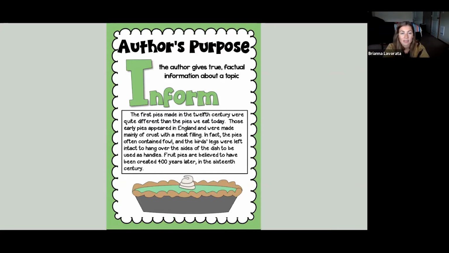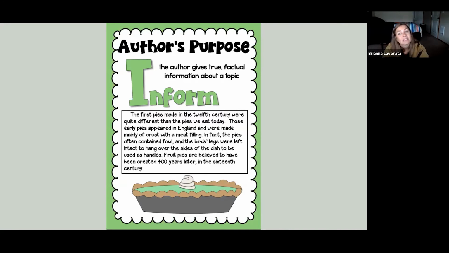So here's the little passage for inform. It says the first pies made in the 12th century were quite different than the pies we eat today. Those early pies appeared in England and were made mainly of a crust with a meat filling. In fact, the pies often contained fowl, and the bird's legs were left intact to hang over the sides of the dish to be used as handles. Fruit pies are believed to have been created 400 years later in the 16th century.